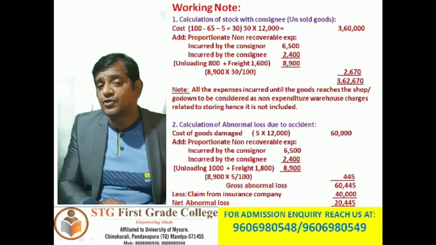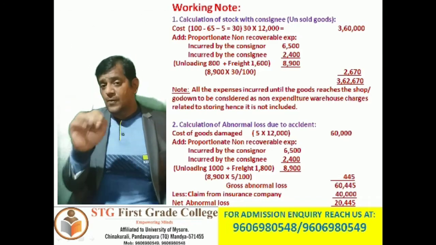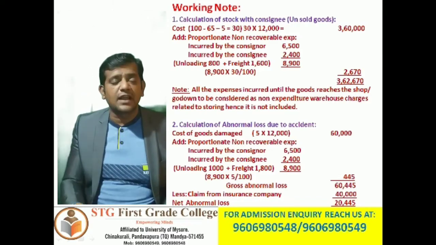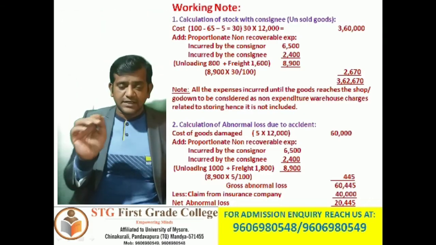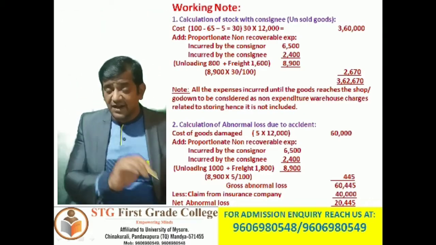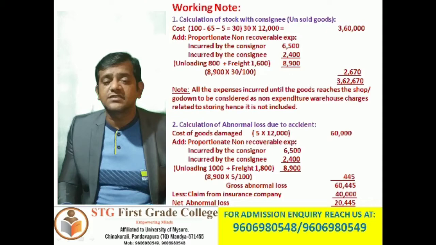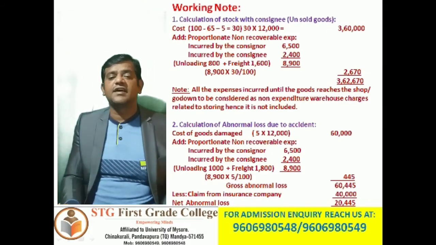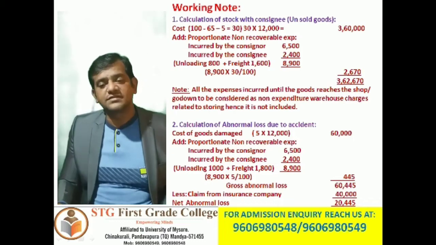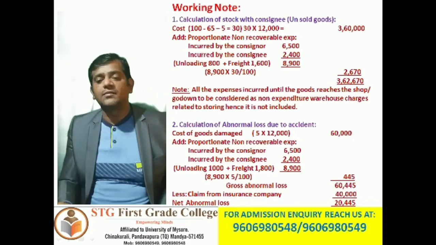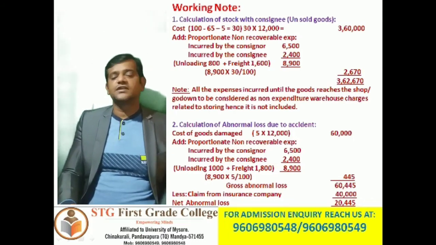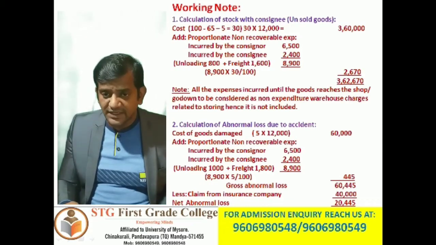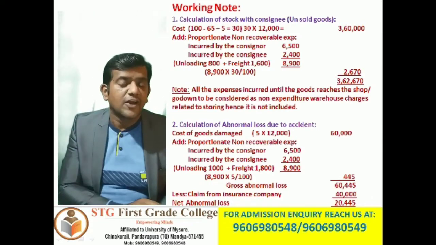So how many goods have not sold? 30. So open the bracket and write 8,900 into 30, that is unsold goods, divided by number of goods consigned, number of mobiles consigned, 100. So 30 divided by 100, 2,670. So in the outer column, that is 3,62,670 rupees. So this is the value of closing stock.